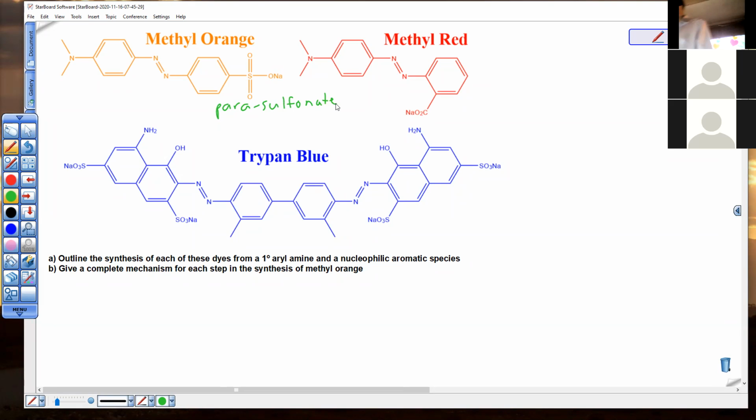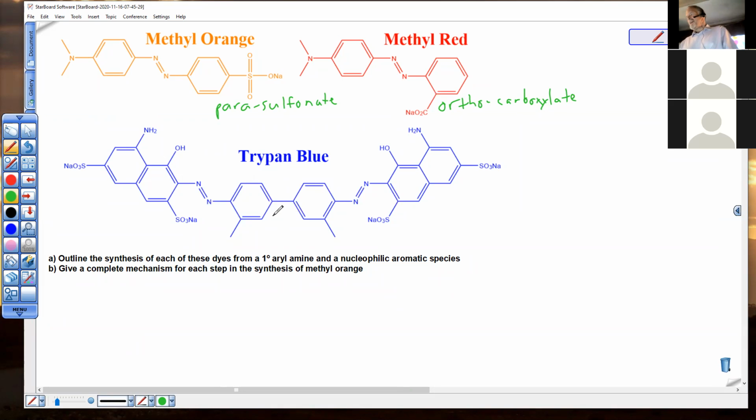And this one has an ortho carboxylate group. And that causes the colors to be slightly different. Not as different as you would think. Here's an interesting molecule found in a lot of clothing, Trypan Blue. And what's it got going on? It looks like it's a diazonium dye on the left and on the right. And this is pretty common.